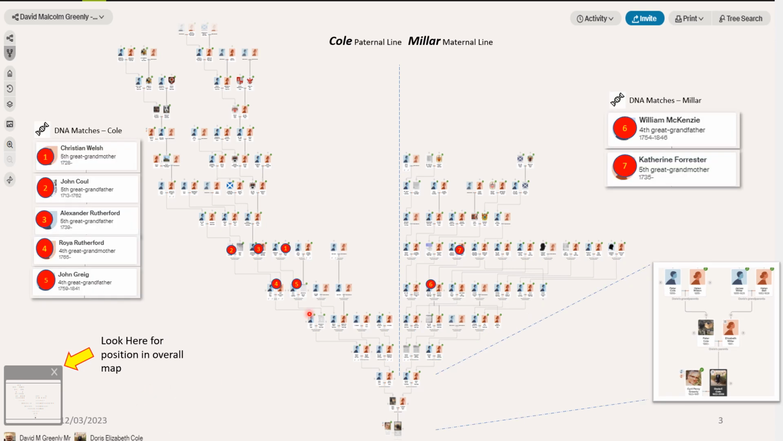This is a very important slide as well, because it shows the DNA matches on the Cole side and the Miller side. As the trees go up, the left hand side is all via Peter Cole and the right hand side is via Elizabeth Miller. So anybody over here and any of the DNA matches are Miller related, and over here are Cole related.